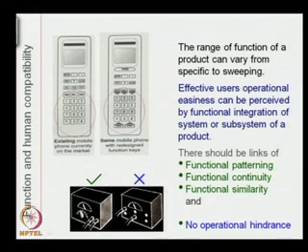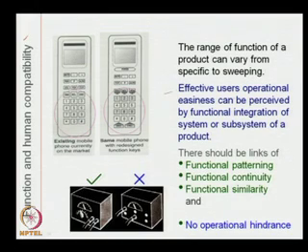Now, the function and human compatibility aspect. If we see these two features of mobiles, here the switches etc., how it works, its acceptance is dependent. The range of functions of a product can vary from specific to sweeping.